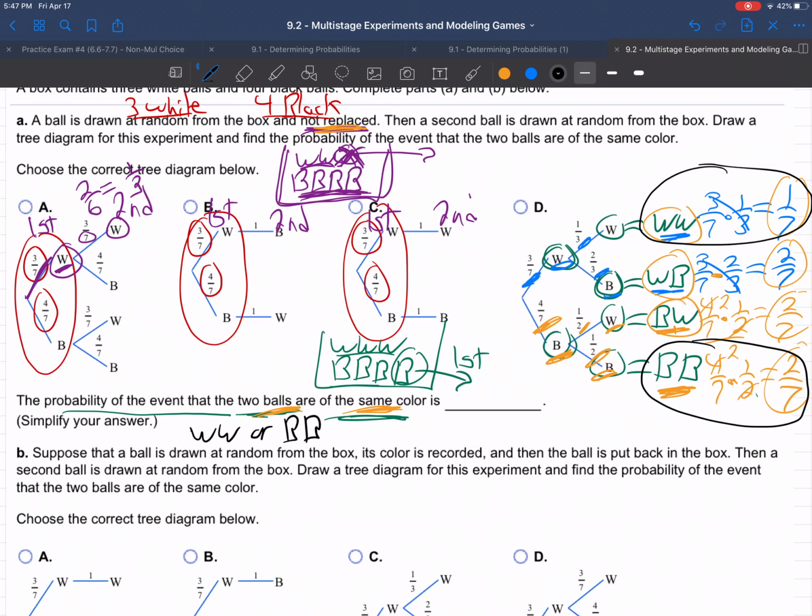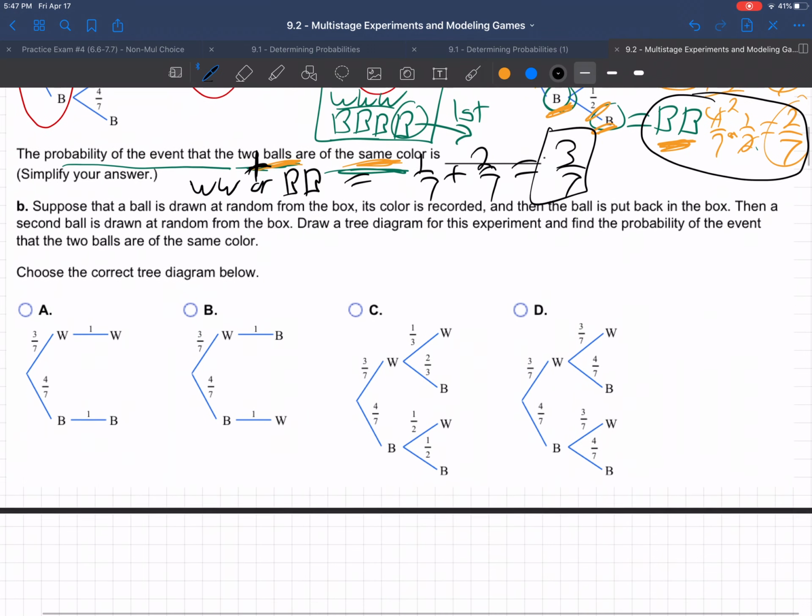Those are going to be added because it's or, it's not and, right? You can get white and white, that's 1/7, or you can get black and black, that's 2/7. Add those up. 3/7 is the probability that you're going to get 2 balls of the same color. So that's a tricky question. Let's go down to part B now.